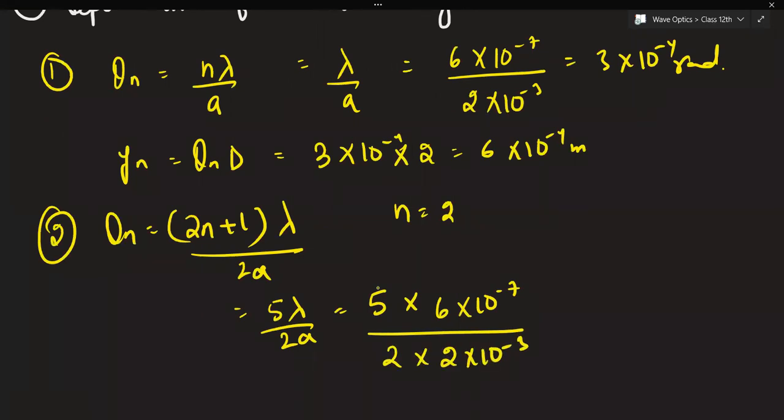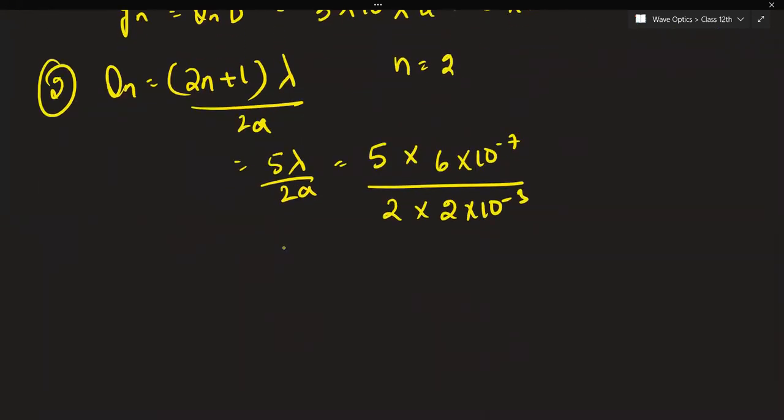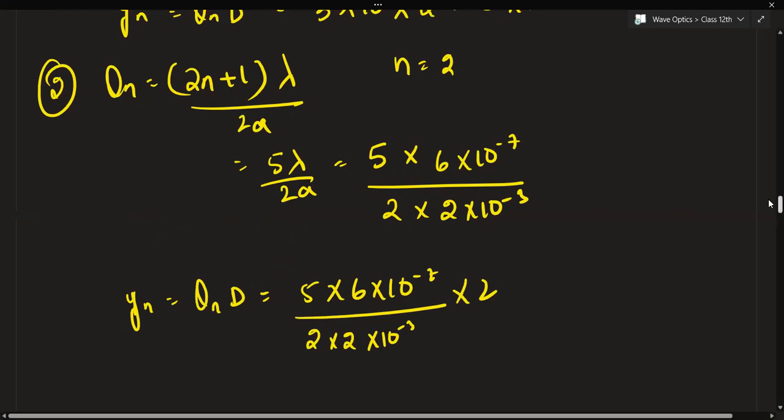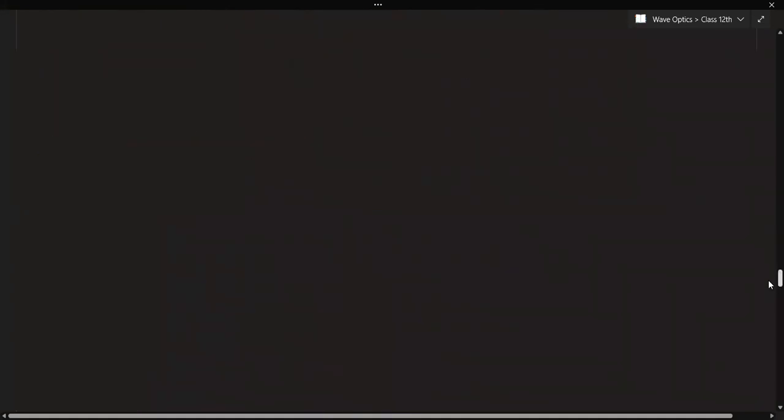This will be the answer for the angular one. Same thing you have to do, multiply whatever answer you are getting with y_n, theta_n into capital D. So 5 into 6 into 10 to the power minus 7 by 2 into 10 to the power minus 3, multiplied by 2. Whatever answer you get for y_n will be your final answer, because D is capital 2, double of it.